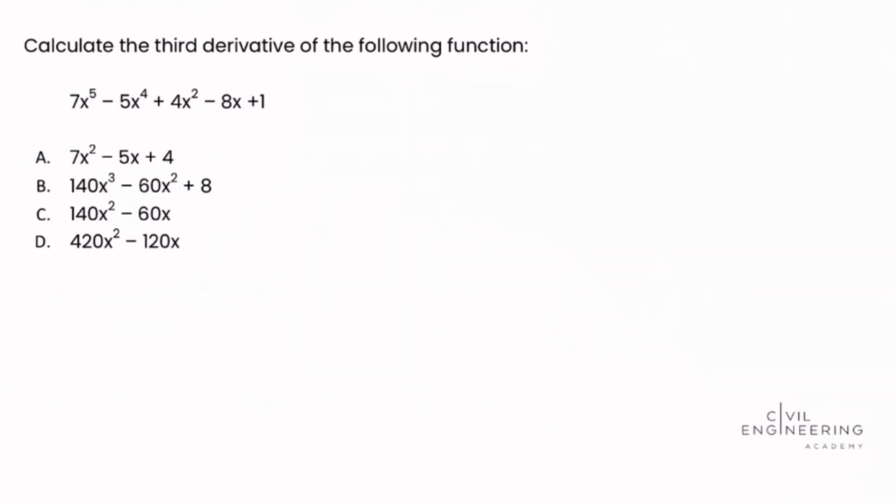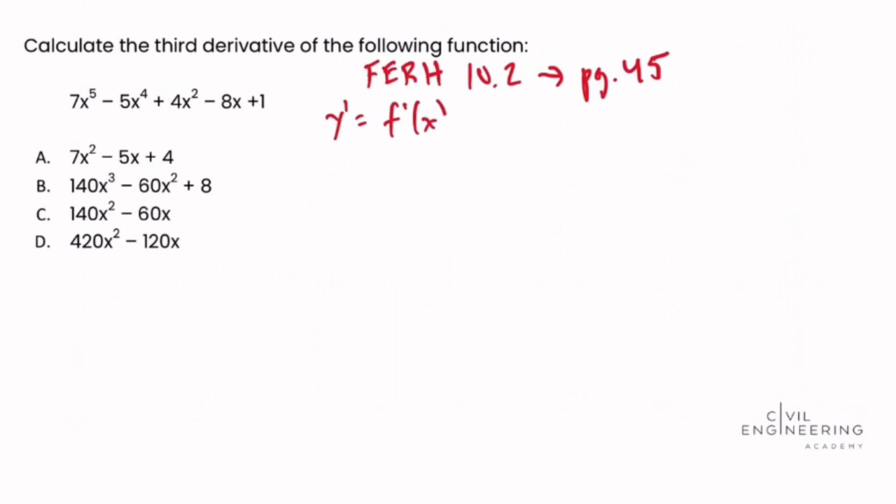So to solve this problem, we're going to turn to the FE reference handbook, and at the time of this recording, we're using version 10.2 of the reference handbook. I want to look specifically at page 45. And so if we look on page 45, we see the derivatives section, and we know that the first derivative, y prime, is equal to f prime of x, and we're going to work through each term in the function.